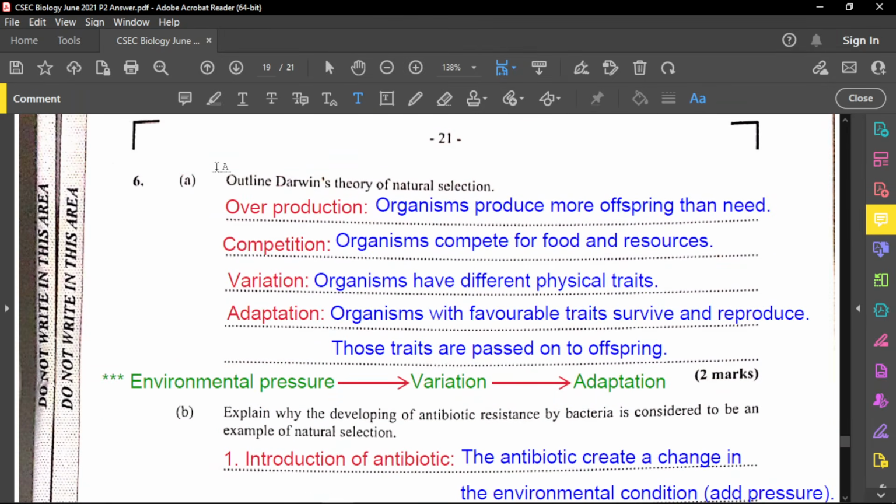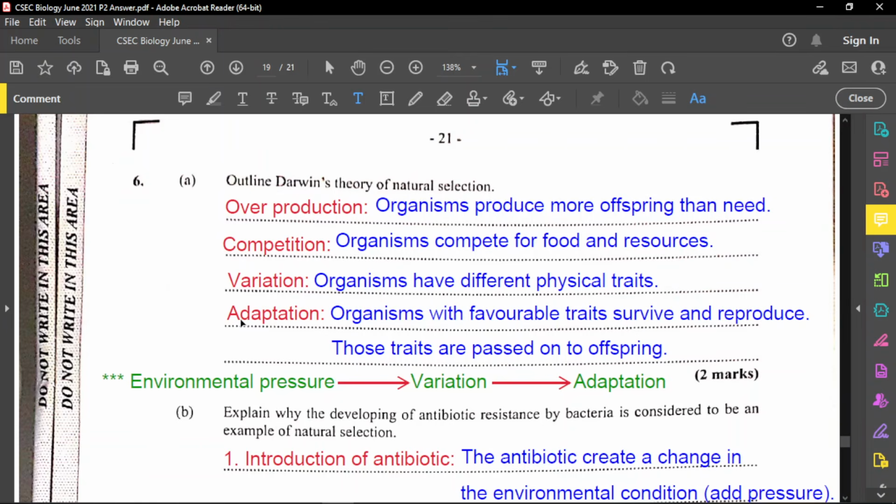Now, for question number 6, which is our final question. Here it said now outline Darwin's theory of natural selection. And you can actually outline this in two ways. And so the general one, you have overproduction of offspring. Organisms produce more offspring than needed for the most part. And then because of this, you have competition. And once there's competition, the organisms will compete for food and resources. And due to variation, organisms have different physical traits. And that's what variation is. Even though they're the same species, they are phenotypically different.